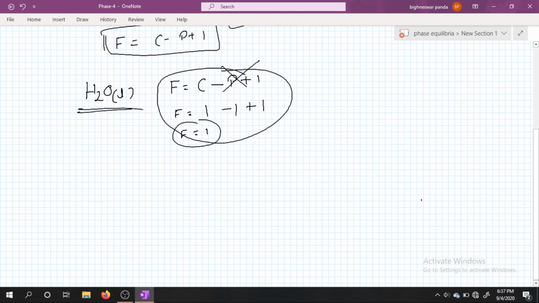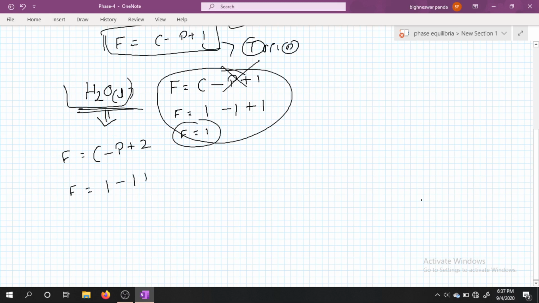H2O liquid is given. I have to calculate degree of freedom for the water liquid system. So I am putting the formula C minus P plus 2. It is C minus P plus 1 when temperature or pressure is given or fixed. Here no temperature or pressure is given, so F is equal to one component, one phase, and 2. So F is equal to 2. So it is bivariant.